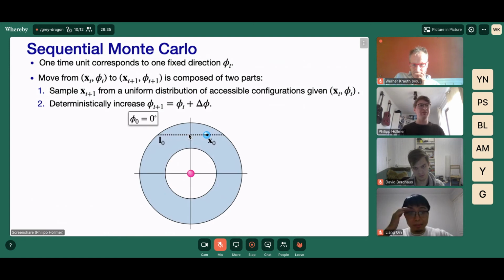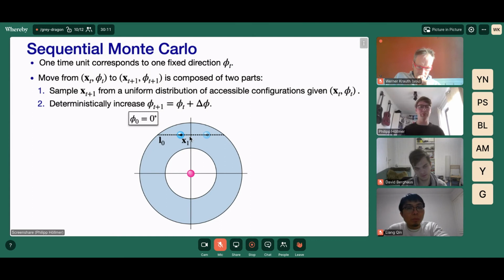To sketch this scheme, I made some plots for you. So here we have the ring system again. The pink atom is at the origin and is fixed, and we have the blue atom here, at some position x0. And we assume that the first direction is at 0 degrees. So this means that the line L0 along which we propose a new move is just parallel to the x-axis. So now we do the first step. We sample a new position along this line L0, and we just move our atom to the position x1. This was the first step.